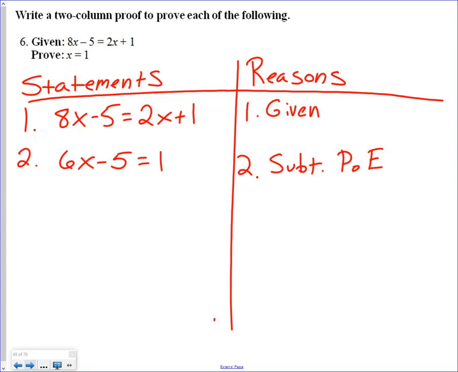Yes, so we could have added 5 to both sides in that step, right? Or it's what we're going to do now. And what would our next step look like? 6x equals 6. What did we do to both sides to get here? The addition property of equality, I suppose.